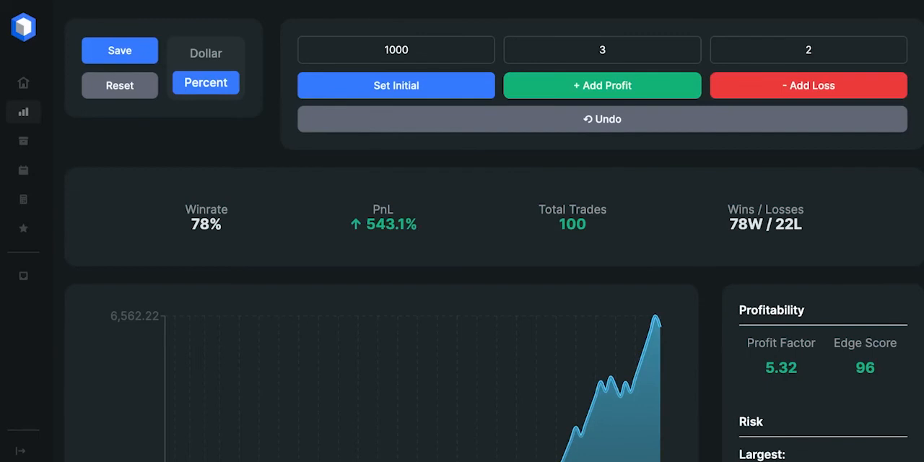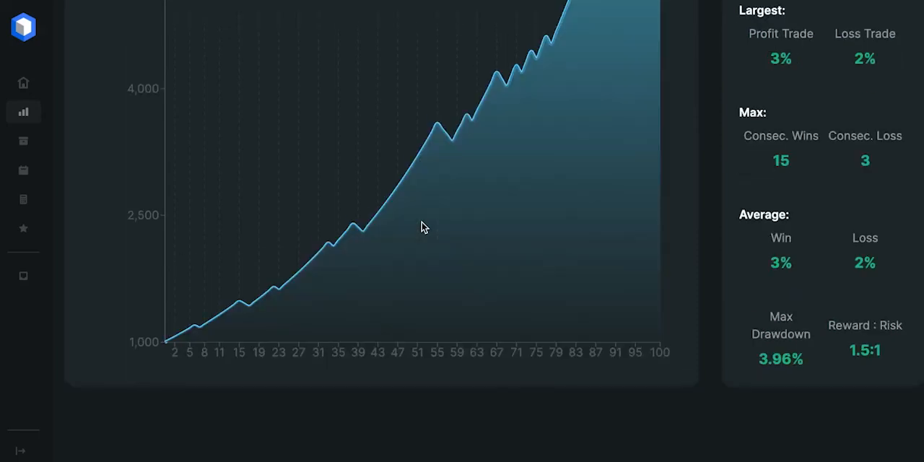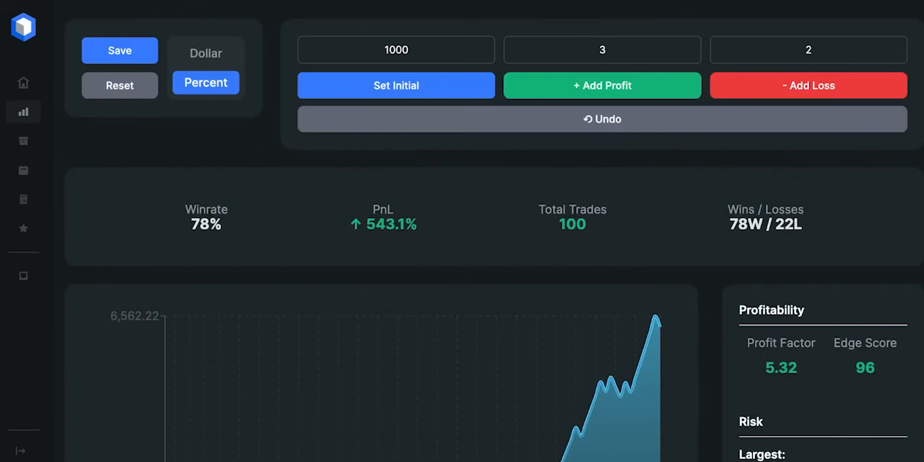I found those 100 setups within 5 months. The profit factor is 5.32 and we had 15 consecutive wins against only 3 consecutive losses. Bear in mind that all the backtests are unique. You should not base your investment decisions off of these results. Make sure you do your proper forward testing before trading live. So overall, I give this strategy a score of 10 out of 10. This is officially my best strategy on the channel for scalping stocks.